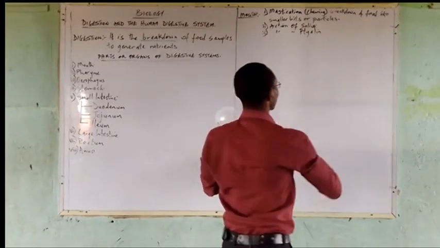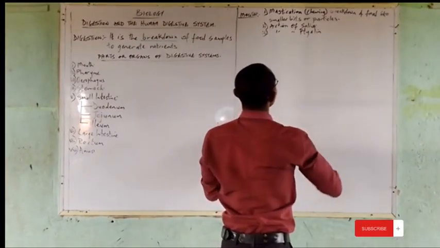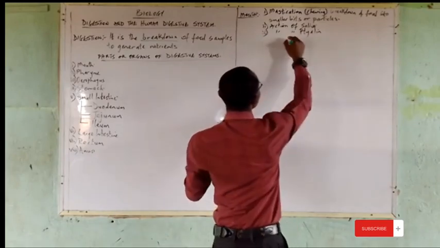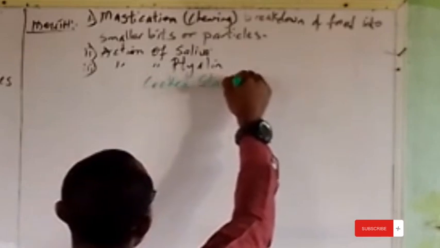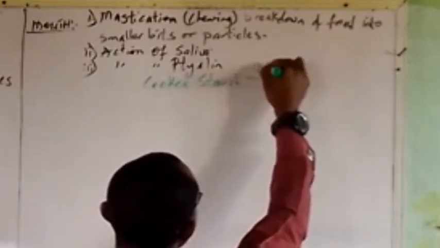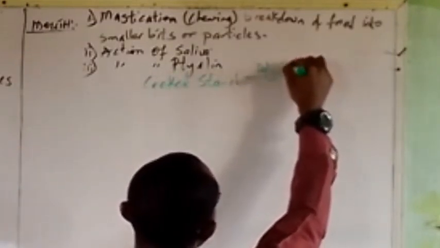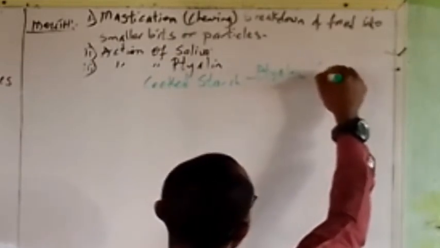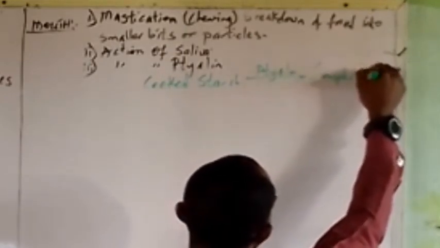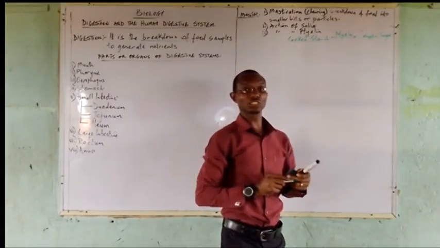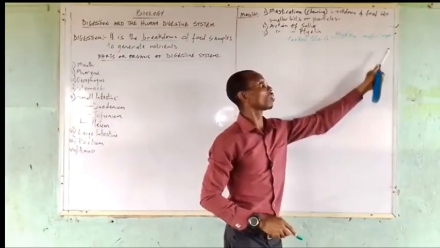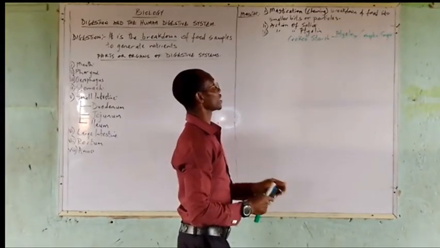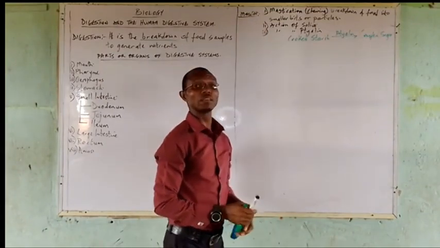So we have an enzymatic reaction that looks like this. Cooked starch acted upon by Ptyalin to give us complex sugar. That is the enzymatic reaction. So those are the three things that happen in the mouth.